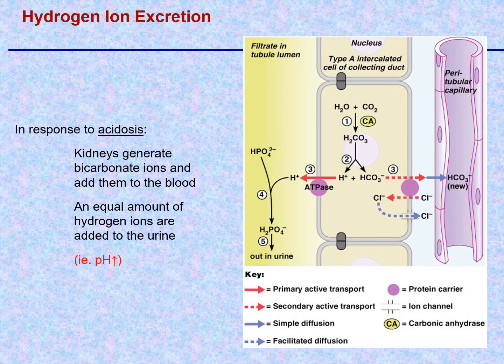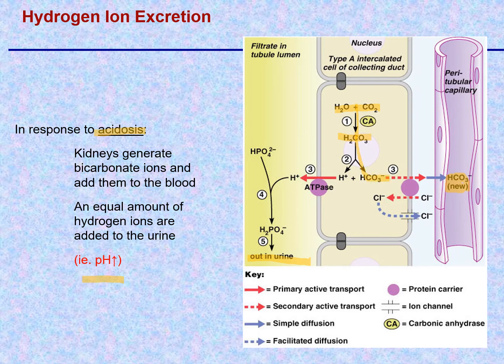So this is generation of new bicarbonate, and you can see it moving in, involving hydrogen ion excretion. This is again in response to acidosis, a low pH. Kidneys generate the new bicarb. It goes into the blood, and an equal amount of hydrogen ions are going into what will become the urine. And so in response, the pH goes up. So this involves this kind of reaction here.